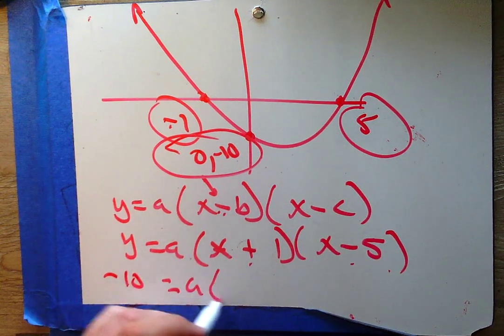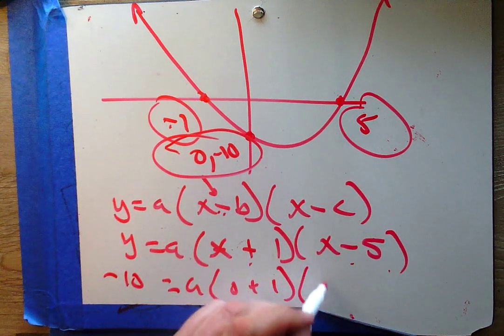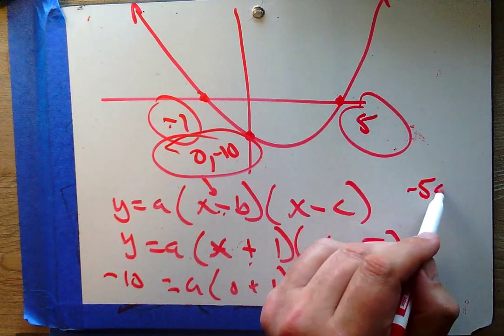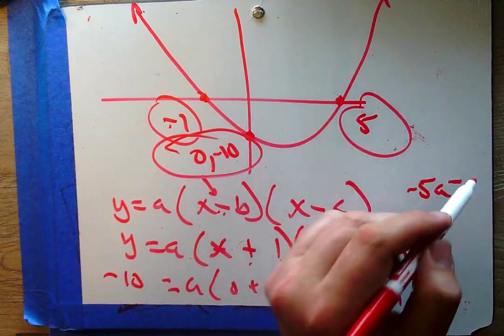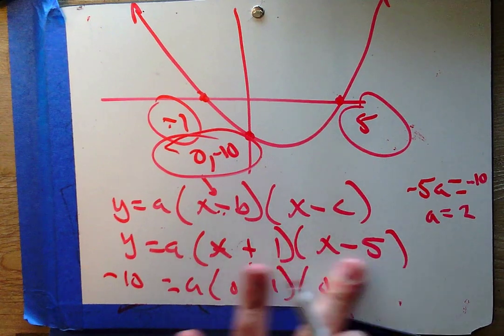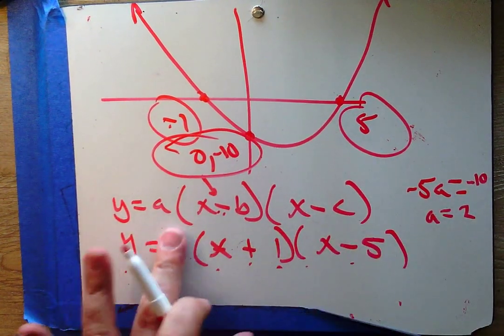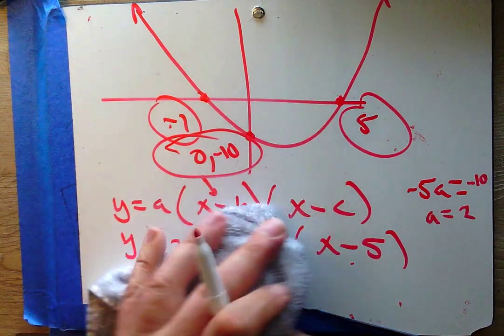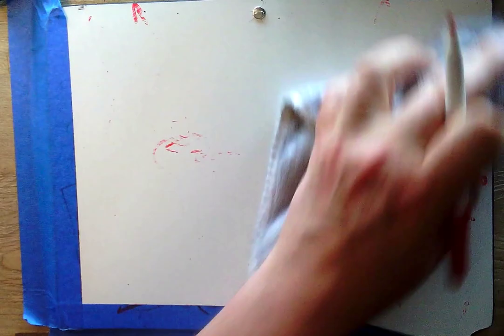Negative 10 equals a times (0 plus 1) times (0 minus 5). And so I get negative 5a equals negative 10. And so a equals positive 2. So let's take that a value and plug it back in. And there we are. All right. Okay. So what about this? Can you write me this equation?